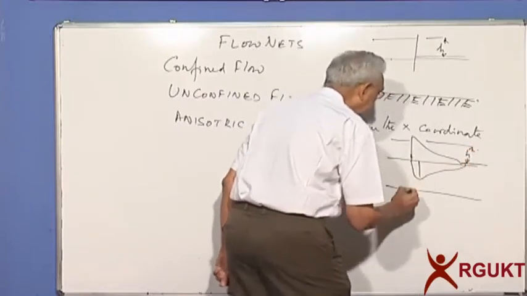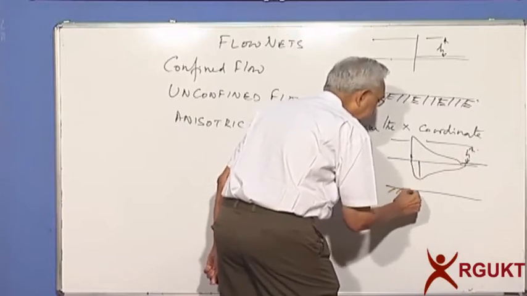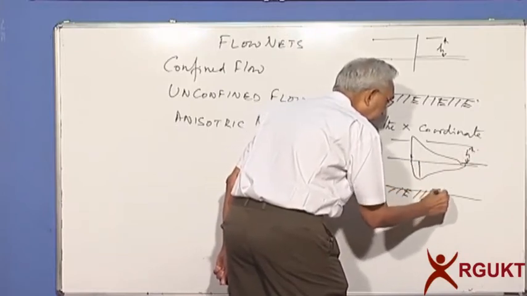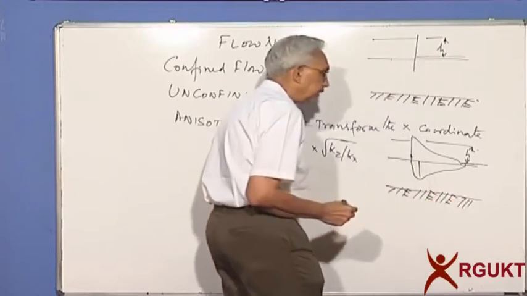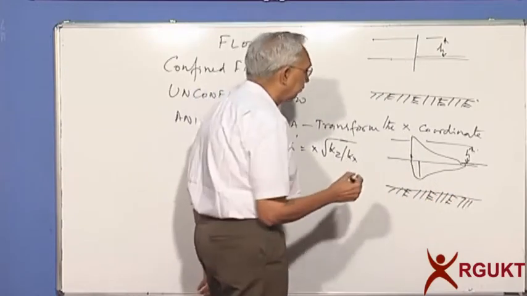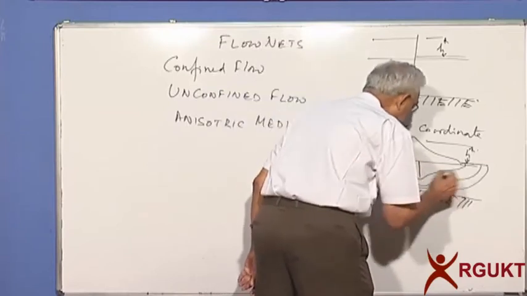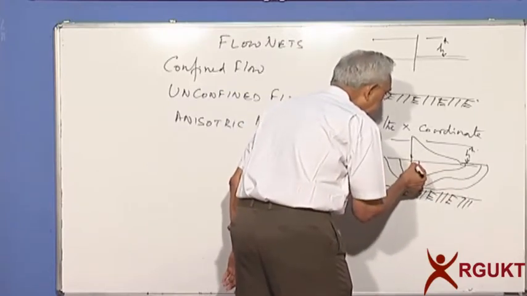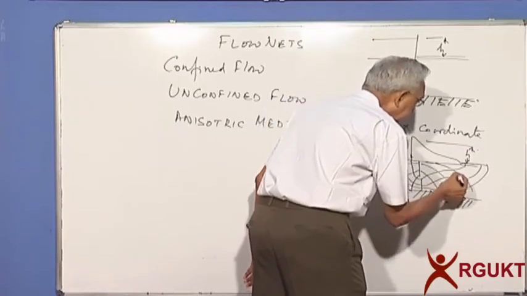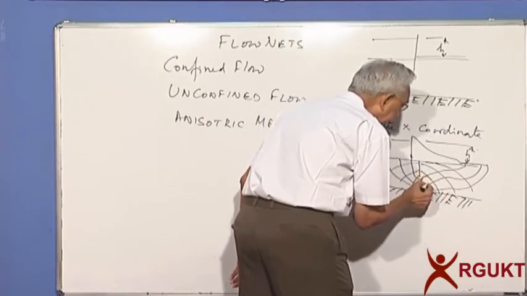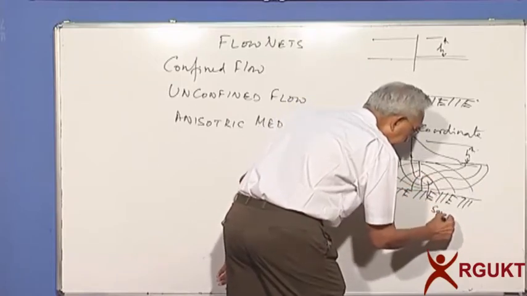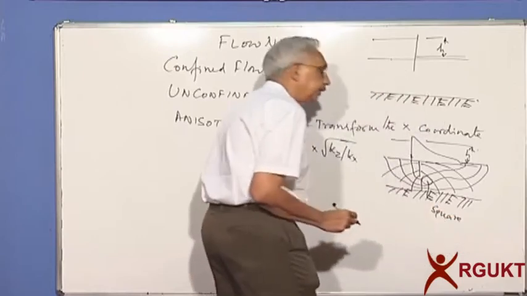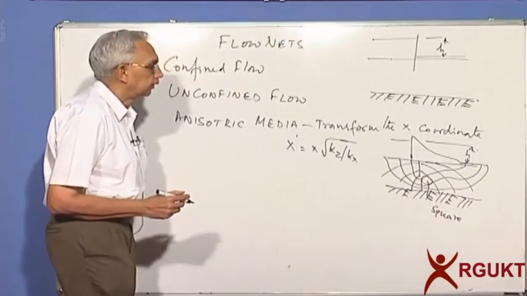Since the bottom is resting on an impervious shale or rock stratum, there can be no flow below the dam. Then we try to draw the equipotential lines, so that each of these figures we would like to keep as close as possible to a square. That is the beauty of flow nets.